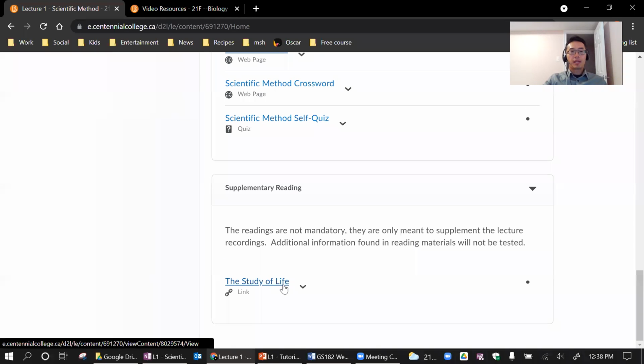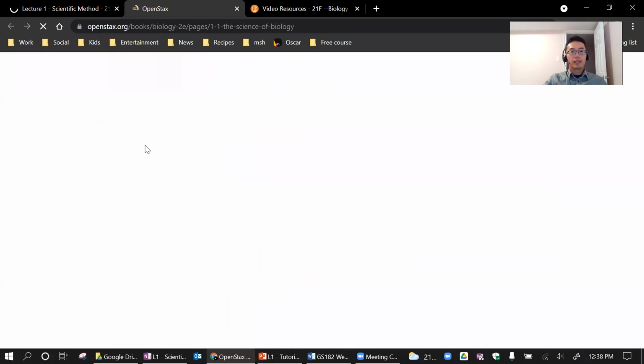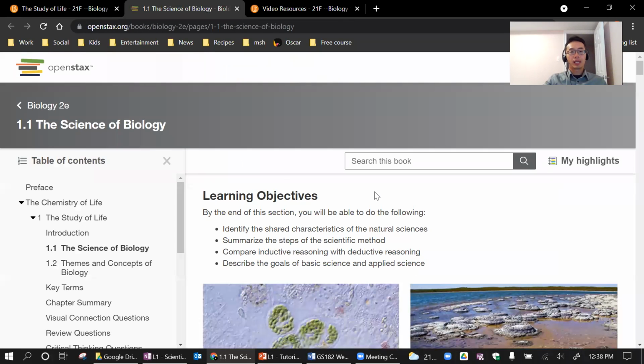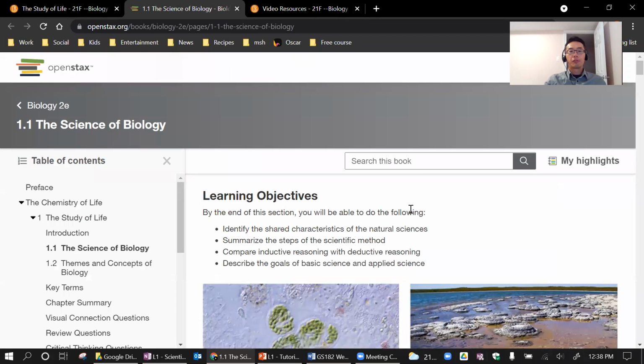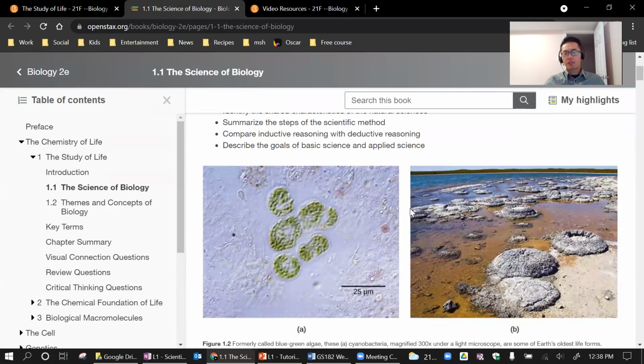There is also a supplementary reading, and if you click on that, it will take you to the online textbook. Okay, so one of the advantages of switching to online learning is I've decided to take away the textbook entirely. So you don't have to purchase a textbook anymore. You can just use these online free textbooks. And that will be the same for second semester when you take anatomy physiology. It's going to be the online textbook.